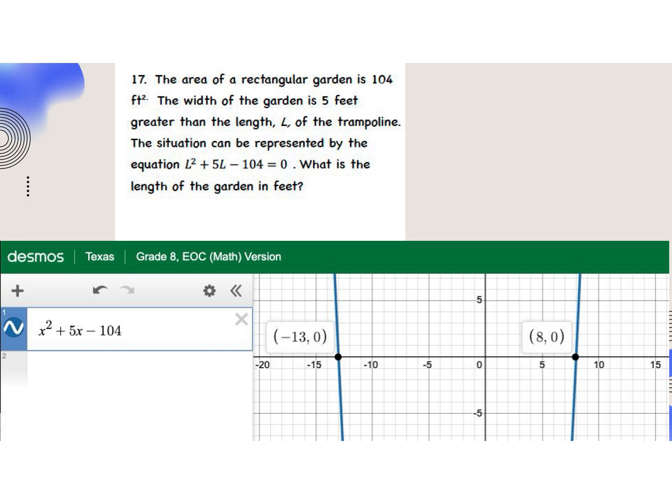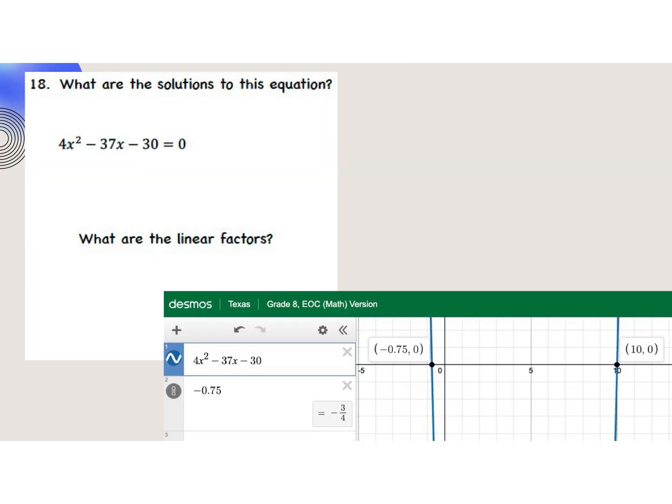Okay, so we have another word problem here. It tells you the area. Now, if you're going to graph this, you need to make sure you change those L's to X's. Otherwise, the computer is not going to understand that. And remember, this is what is the length of the garden in feet. We have negative 13 feet, and we have 8 feet. Again, you cannot have negative measurements. So 8 feet is going to be your answer. More of the same.